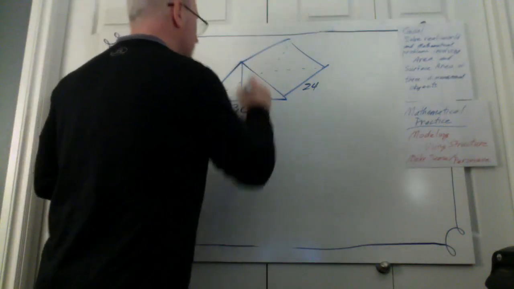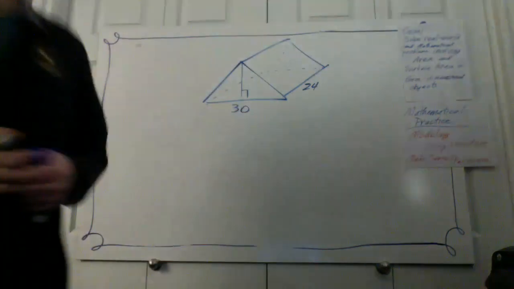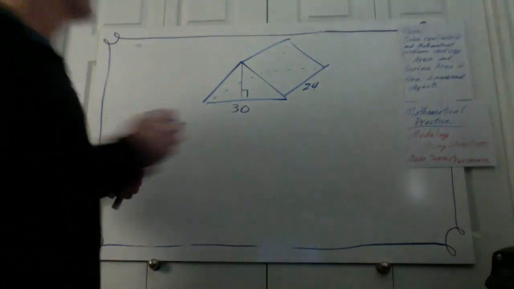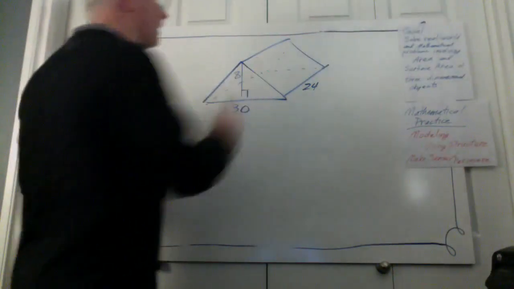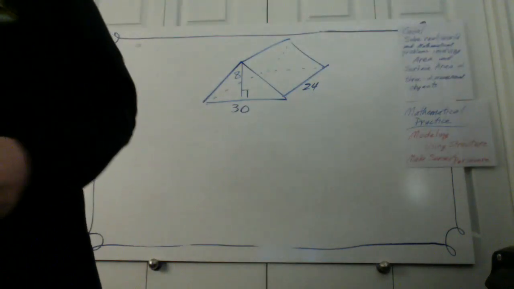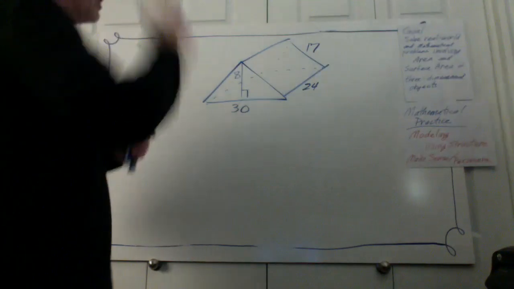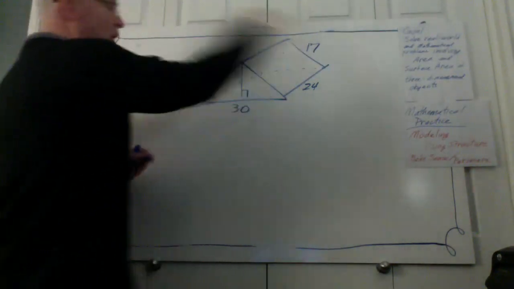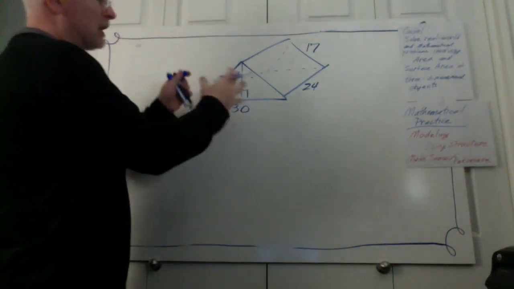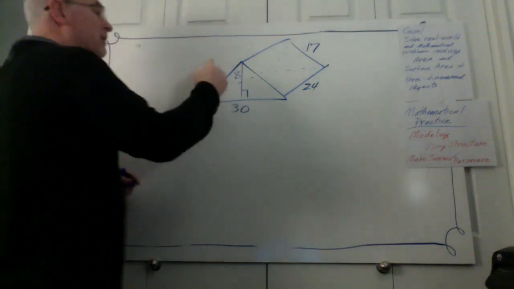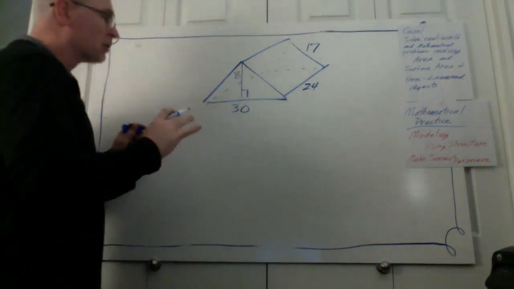And then they tell us how tall this triangle is, and that is 8. And then they tell us how long one of the sides is, 17. Now, this one is kind of complicated because not everything's the same all the way around. It's not an equilateral triangle, where all three sides are the same. So this one's going to be a little more complicated.